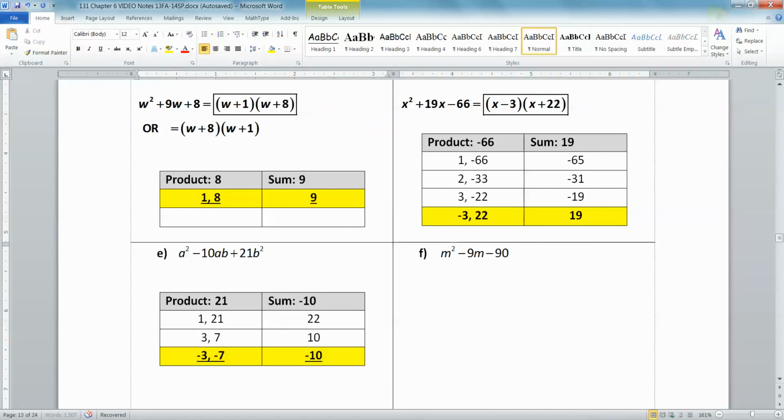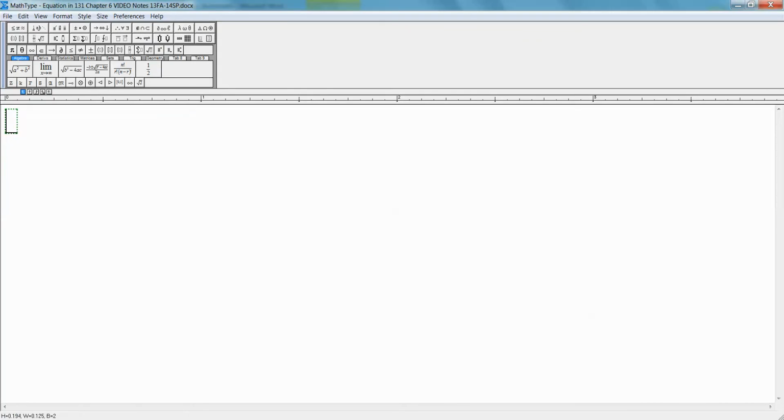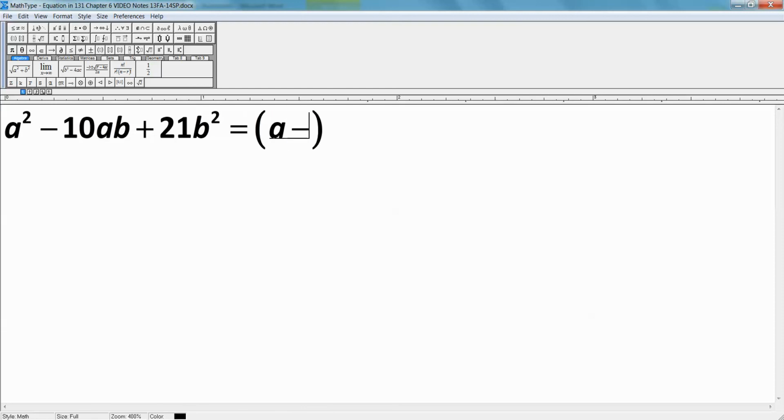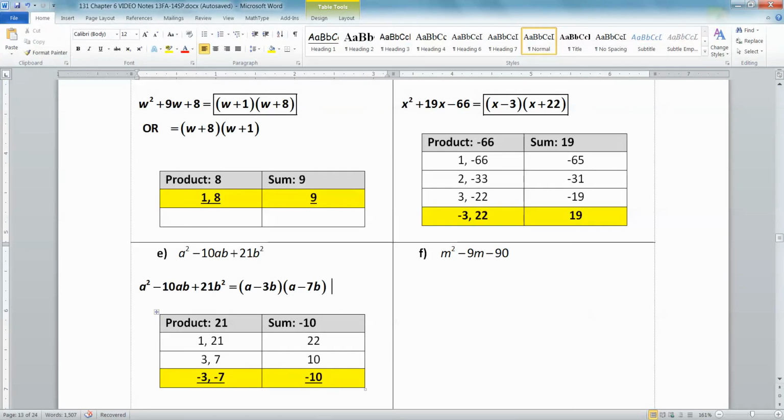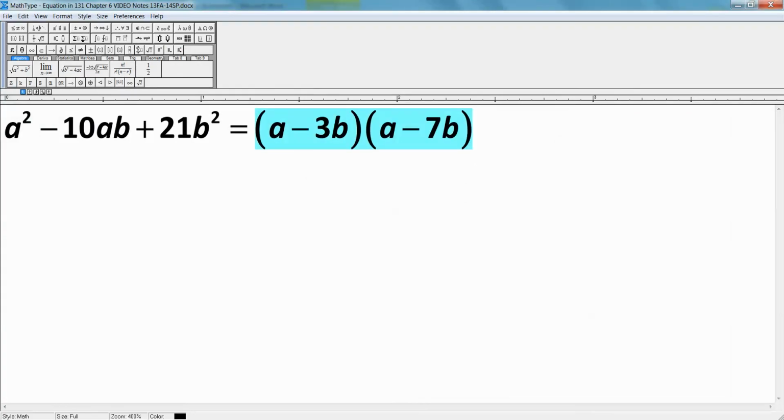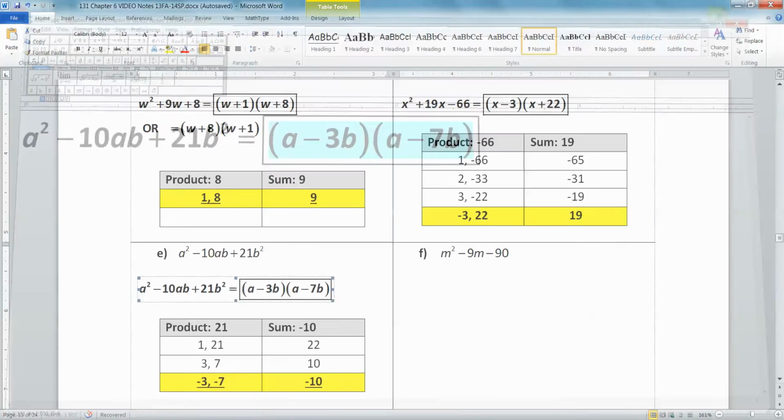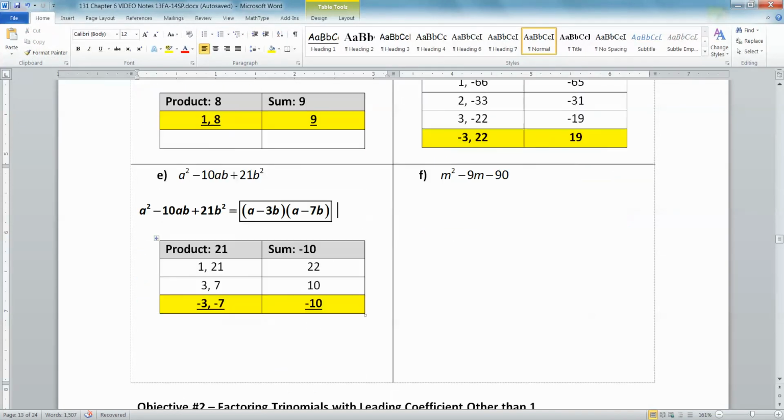Okay, so there's the one. So I'm going to make this a squared minus 10ab plus 21b squared. So that's equal to a minus 3b, you've got to put the b in there to get the b squared in the back like you want, and then a minus 7b. Right? That'll get you minus 3 and minus 7, just like we said. But then it'll have a plus 21b squared for that back number.